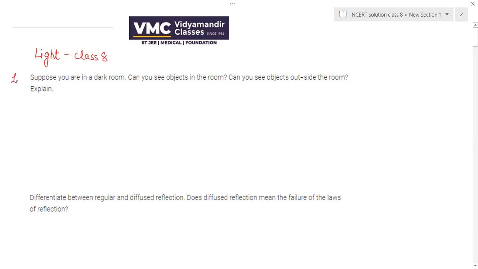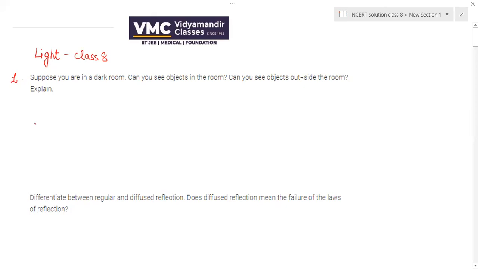The first question that is there in NCERT is a very good one. Suppose you are in a dark room. Can you see objects in the room? Can you see objects outside the room? Explain. Because inside it is dark, it is possible that we don't get to see things. But outside, if there is light, we will be able to see things that are outside the room.